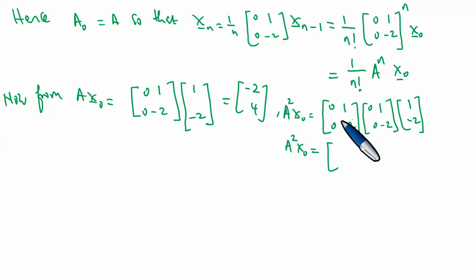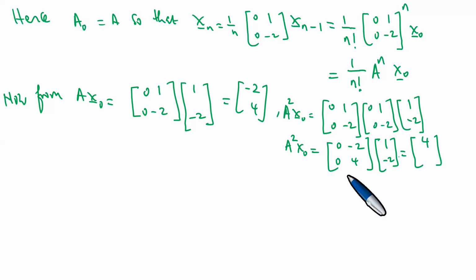What's getting the matrix A? So this by that is 0. This by that is minus 2. And this one is 0. This is 4. We multiply this by that. So this is 0 and then 4. This by that is minus 8. Like so.